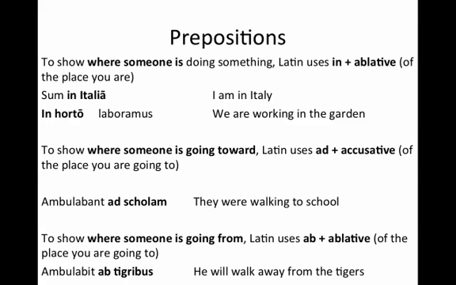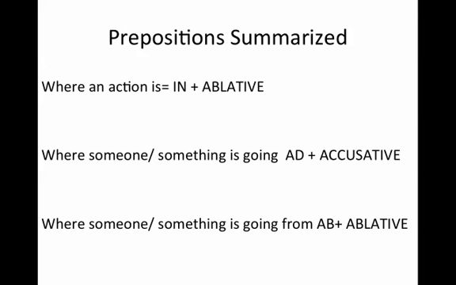Anytime you're trying to show where someone is going to, Latin's going to use the preposition ad, A-D, and then you're going to use the accusative for the word that you're going toward. So here, an example, you're going towards school. Also, when you're going away from something, you're going to use the preposition ab and the ablative, and you're going to put, again, the word that you're going away from into the ablative.